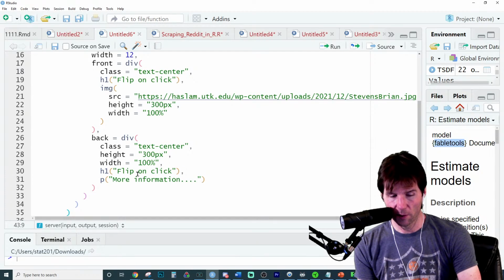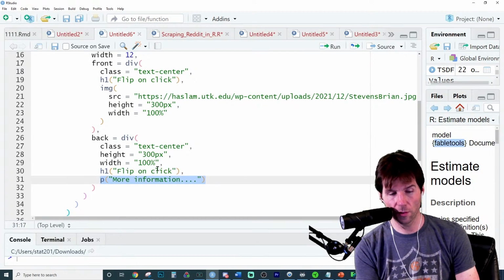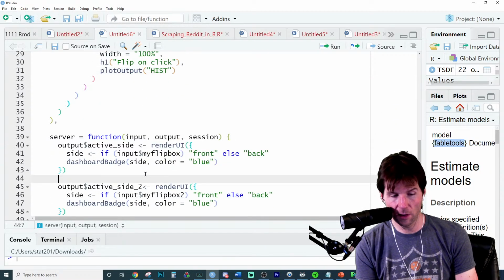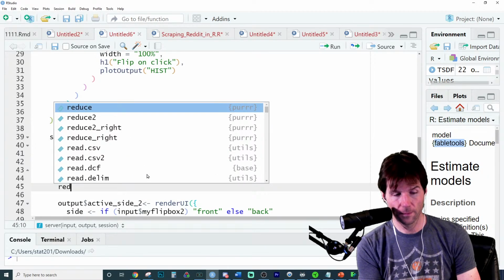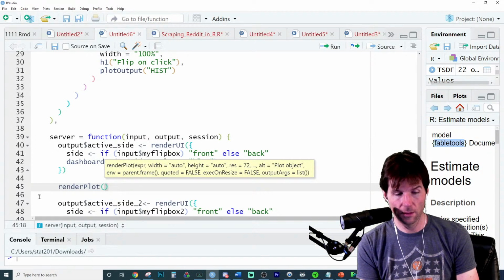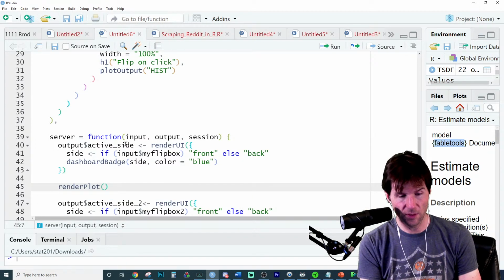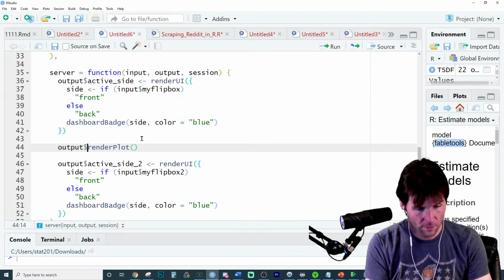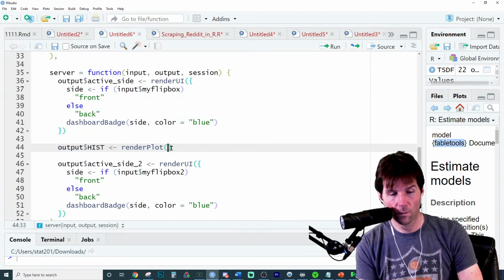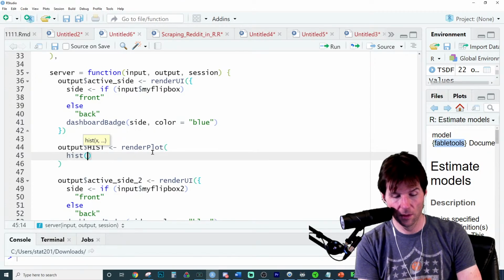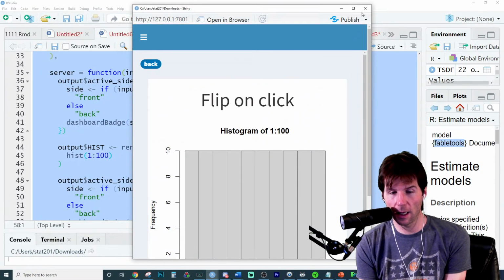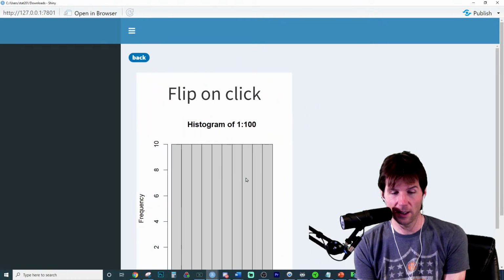That's the image source. Let's go right here and go to plot output. And let's say hist. And then go down here, and go to render plot. Oh my gosh. I do not like the way this is coded. I don't usually code my things like this. Hey, we've done it. We got a histogram on the back side of this.